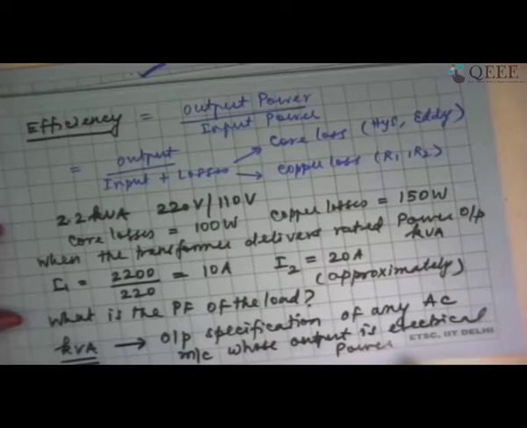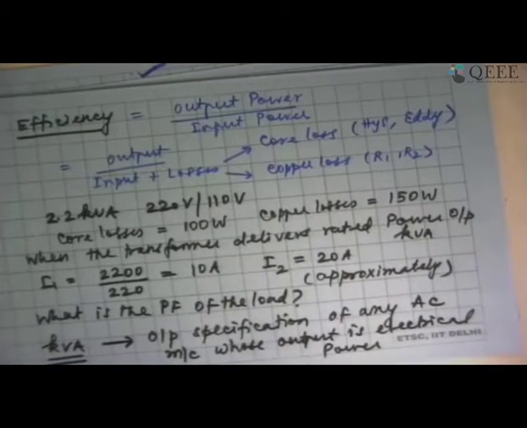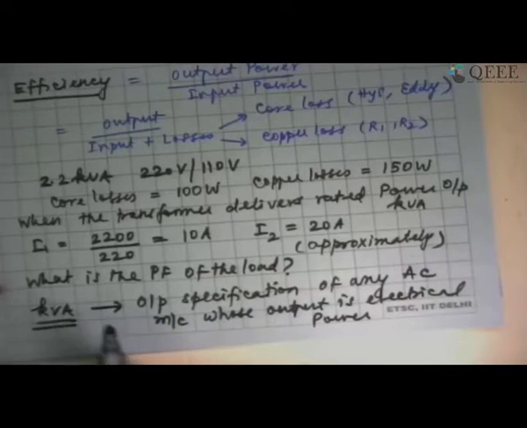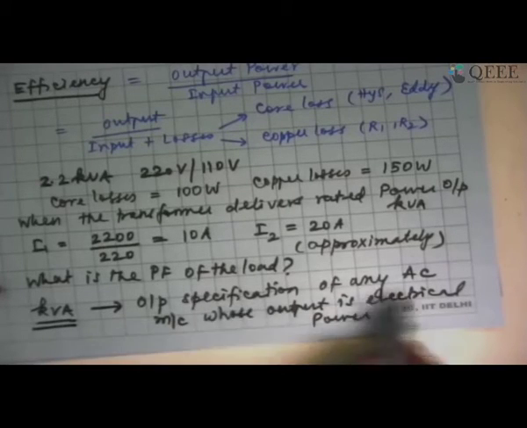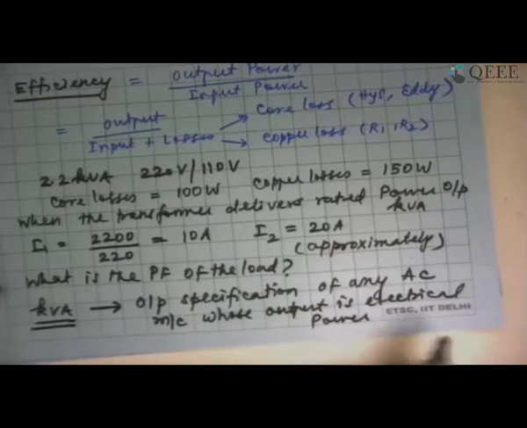Whereas if we are talking about a motor, the motor's output is mechanical power. So mechanical power output will always be specified in terms of kilowatt rather than kVA. So kVA comes as the specification for any electrical machine whose output is electrical power. A motor is also an electrical machine, but its output is mechanical power.